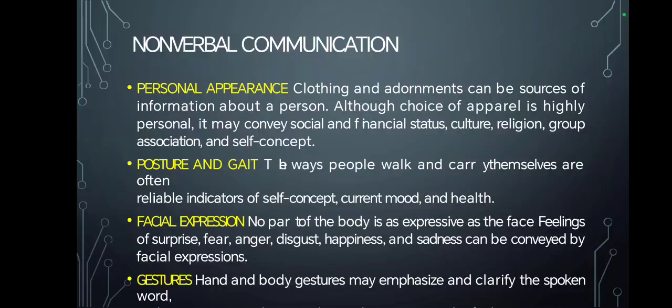Now, the non-verbal communication has different components. First, your personal appearance. This may include clothing and adornments. That can be sources of information about a person. Although choice of apparel is highly personal, it may convey a social or financial status, culture, religion, group association, and self-concept. So it basically depends on how a person sees you. Your physical appearance, usually we use physical appearance as if we have good demeanor, okay. If we have a pleasing personality, it may also include your physical appearance.